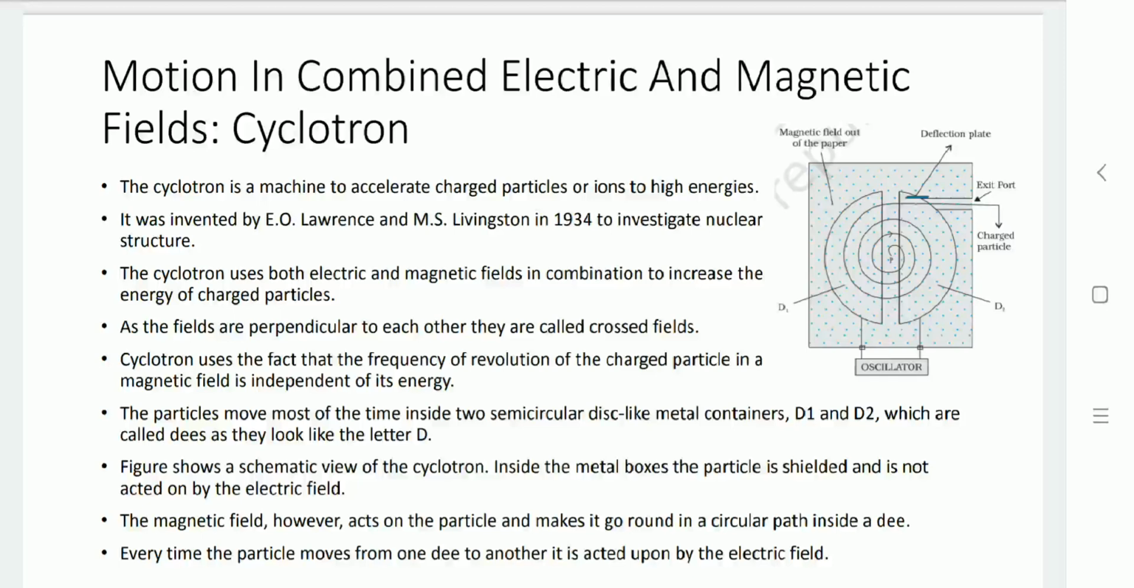Now, the particle moves most of the time inside two semicircular discs, as shown in the figure, noted as D1 and D2, which are metal containers. They are also known as Ds, because the half-circle or semicircle portion looks like a D. One portion is defined as D1, another portion as D2.